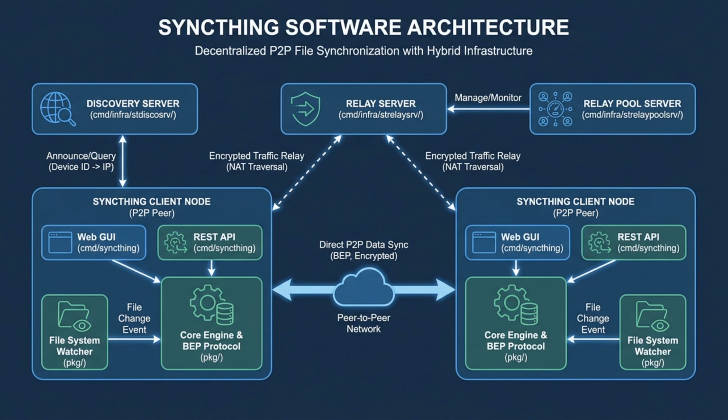BEP. Inspired by tools like rsync and BitTorrent, its key innovation is that it syncs only the changed blocks within a file, not the entire file itself. This makes syncing large files incredibly efficient. On the security front, all communication is protected with TLS, a standard for encrypting internet traffic. Plus, each device gets a unique cryptographic identity, which prevents anyone from impersonating your devices.